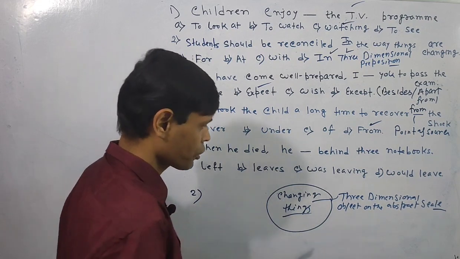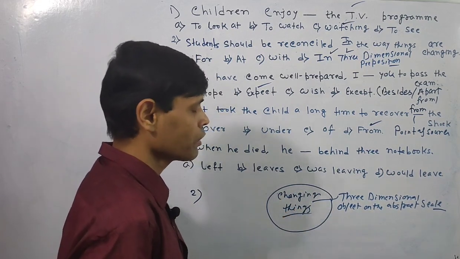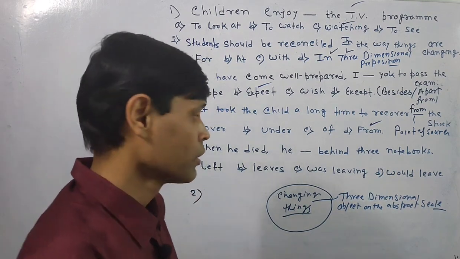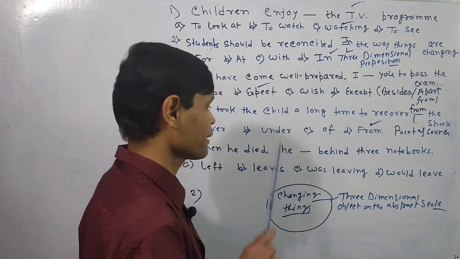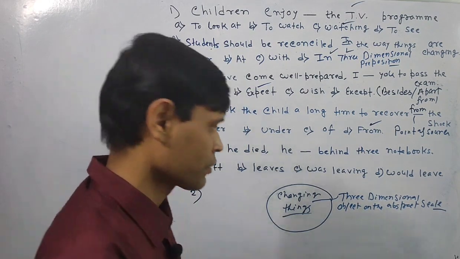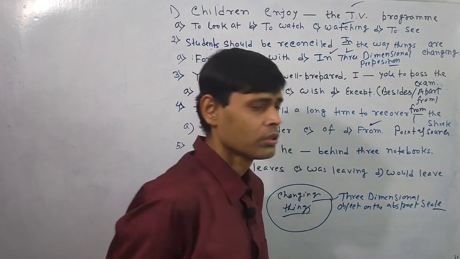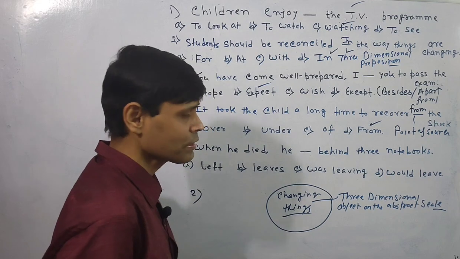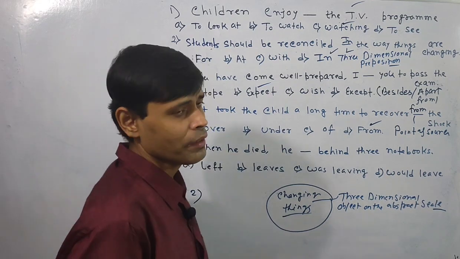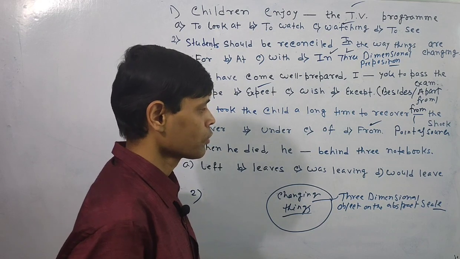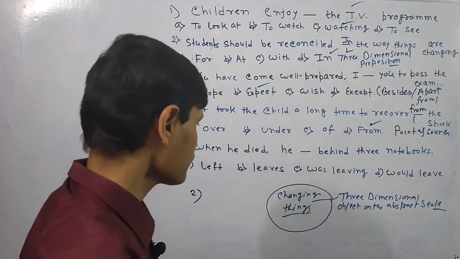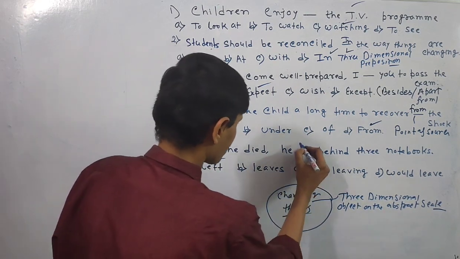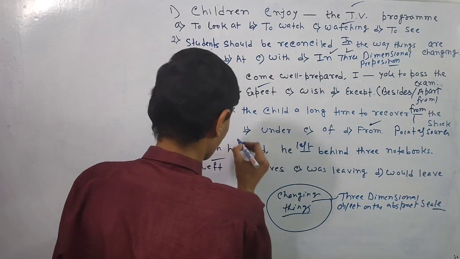So lives, there is no question of that. If we go for was living, there is no question, because it is based on the past continuous tense or past progressive tense. But what I have just said is that it is based on the simple past tense or past indefinite tense. Would live is also not coming into action here. Now what is left? Left. Left behind means he died keeping 3 notebooks. So the right answer will be left. It is based on the simple past tense.